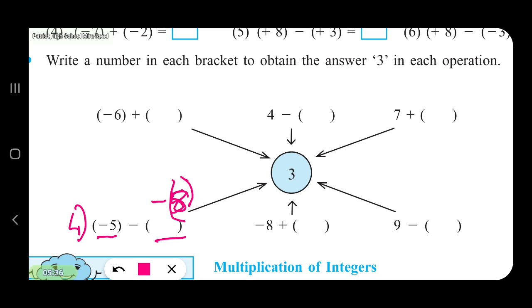So minus of minus, suppose here we have minus 8. Minus of minus will give you plus 8. So it will be plus 8 minus 5. Plus 8 minus 5 will be 3. So inside the bracket you have to have minus 8. So the answer here is minus 8. Minus of minus 8 will be plus 8. It will be 8 minus 5, which is 3.